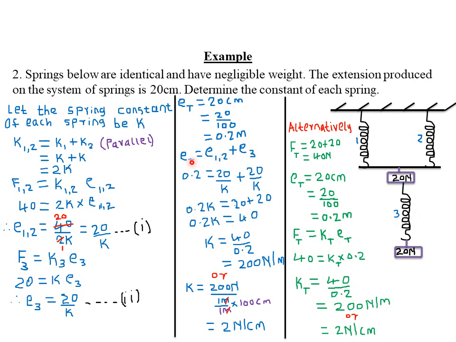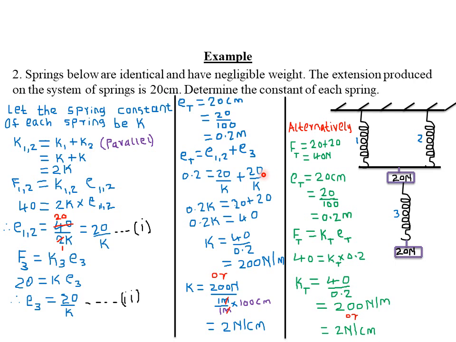But E total, we are given the total extension as 20 centimeter, which we have obtained as 0.2 meter. So we'll say 0.2 meter is equal to the extension due to spring 1 and 2. Remember from our equation 1, the extension due to spring 1 and 2 was 20 over K. So we'll substitute it here, 20 over K plus E3. From our equation 2, the extension due to spring 3 was 20 over K, where K is the spring constant for each of the springs. So that means I can decide to multiply each and every term by the LCM. The LCM for this case is K.